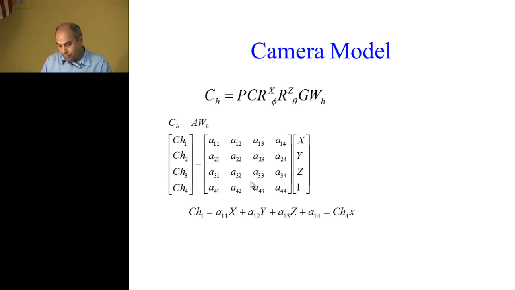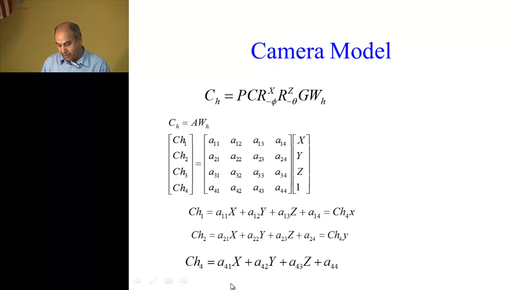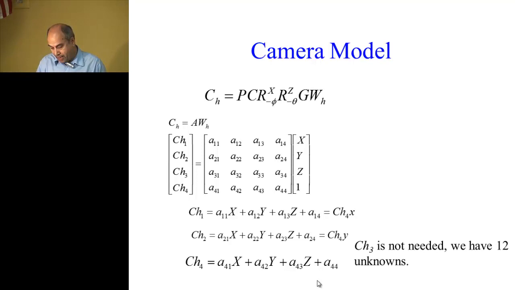So then we can write down this one, the CH1, which is the image X coordinate, and the homogeneous will be this multiplied with the first row, which is X A11, Y A12, and so on. And CH2, which is the Y coordinate, will be like this. And then CH4 will be like that. Now in this thing, CH3 is useless because we don't have 3D image coordinates, we have 2D coordinates. So we are only interested in CH1, CH2, and CH4 because we need to convert to Cartesian, so we need to divide by CH4. CH1 we want to divide by CH4, CH2 we want to divide by CH4. The first will become X, second will become Y. So that's what we have.